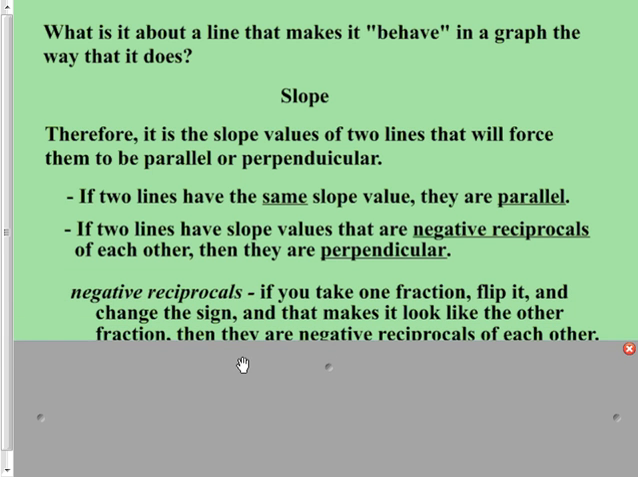Now, it's probably not the first time you've heard this term, negative reciprocals, but here is the definition anyway. Negative reciprocals basically means if you take one fraction and flip it upside down and change the sign. Okay, that's a negative reciprocal, turning a fraction upside down and changing the sign. If by doing that it changes one of the slope fractions for one of the lines and makes it identical to the other slope fraction for the other line, then you will have lines that are perpendicular to each other.